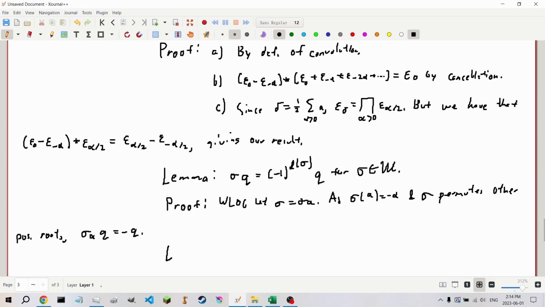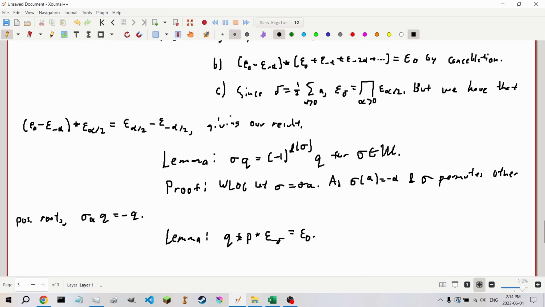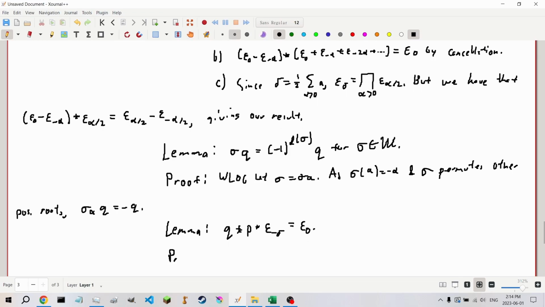Our third lemma, Q convoluted by P convoluted with E negative delta is just epsilon of 0. And this mainly comes from our first lemma. We get that Q convoluted with P convoluted with epsilon negative delta is a convolution over positive roots of epsilon 0 minus epsilon negative alpha convoluted with epsilon of delta, convoluted with p, convoluted with epsilon of negative delta. I think I said that wrong the first time, but that one's supposed to be positive.